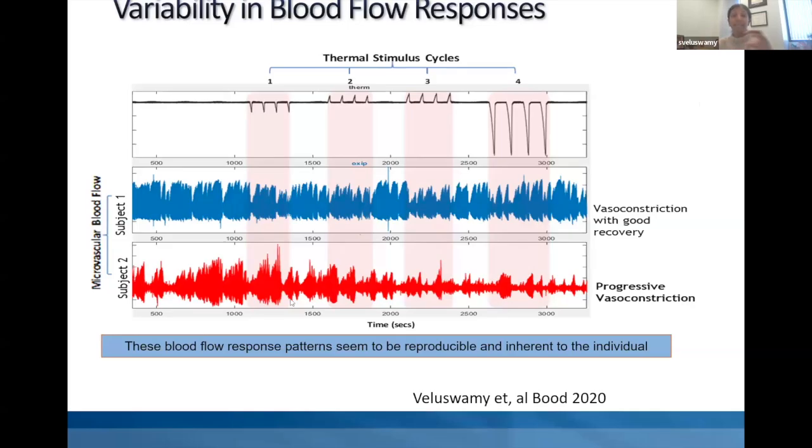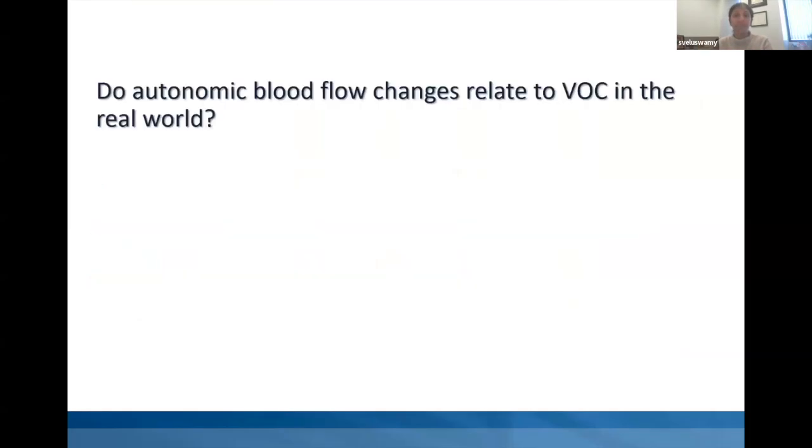And these patterns seem to be inherent to the individual. There were some subjects who actually came back for different experiments, and we saw that they retained their pattern no matter what the stimulus was. So that was interesting. The person who has this decreasing blood flow or progressive vasoconstriction, would they be more prone to a more severe vaso-occlusive phenotype? So that was the natural question that popped up for us.